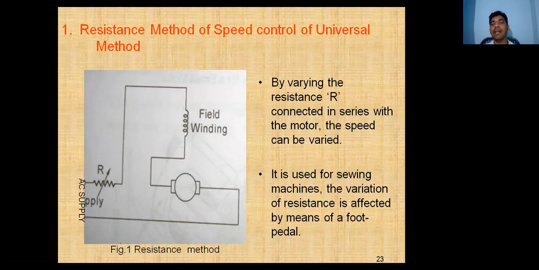By varying the resistance R connected in series with the motor, the speed can be varied. It is used for sewing machines. The variation of resistance is affected by means of a foot pedal.